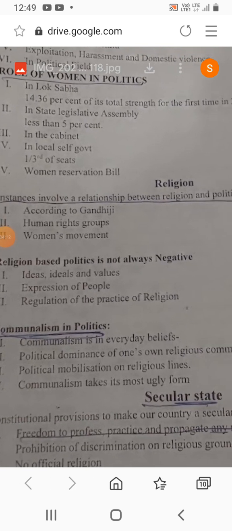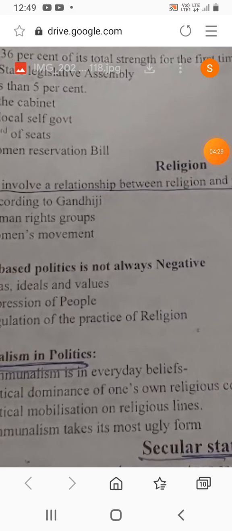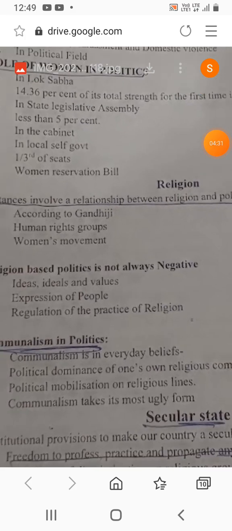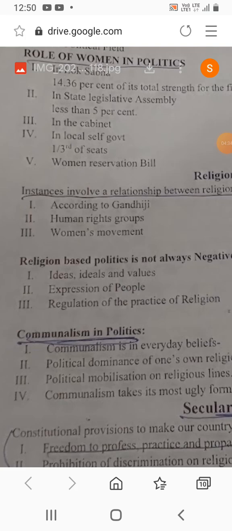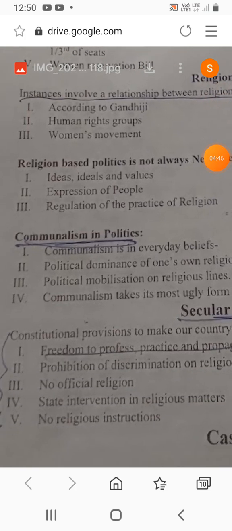I am telling this. Religion based politics is not always effective. Suppose here we have ideas, ideals, values, expression of people, regulation of the practice of religion. So if you know these keywords also, you are getting 3-4 marks, 5 marks easily. So this is an easier technique. You have to remember less and you can remember easily and you can interrelate also. When ideas, ideals and values are there, definitely there is expression of people. When there is expression of people, there means some regulation will be there. In this way you can remember easily.